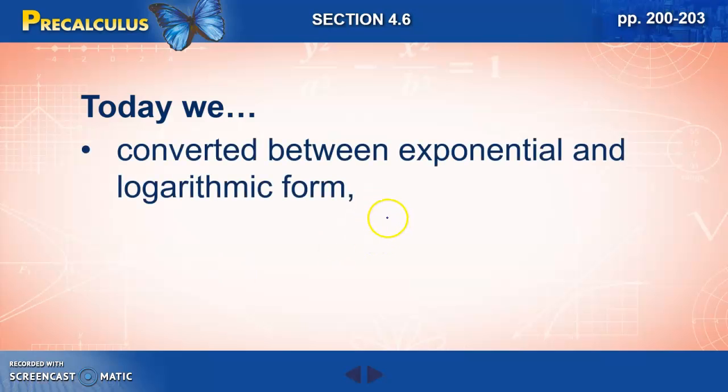Today, we converted between exponential and logarithmic form. They're the same thing. Logarithms just give us a way to solve for exponents that we don't know. So when we have x equals 2 to the y, and we want to solve for y, logarithms give us a way to do that. We can say that the log of x to the base 2 equals y, and 2 to the y power equals x. So logarithms help us solve for those exponents. Logarithms are exponents. So we converted between the two different forms, what they look like.